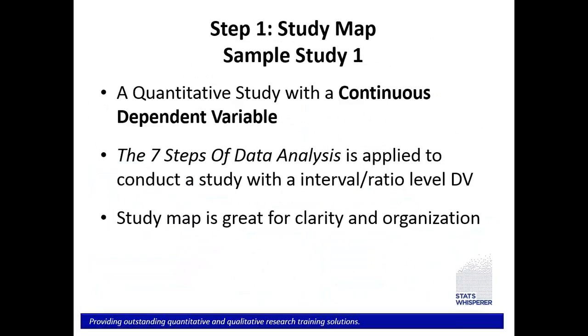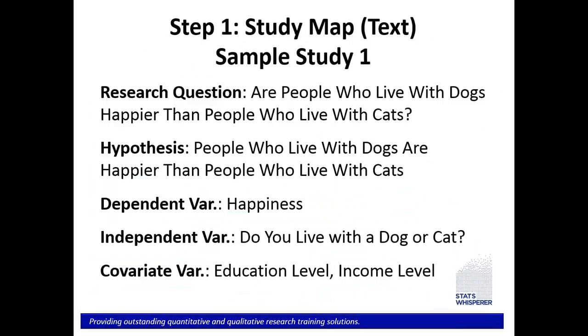So let's consider sample study 1, which is a quantitative study with a continuous dependent variable, right? So if the 7 steps of data analysis is applied to conduct a study with an interval/ratio level dependent variable, remember that's what continuous is? It's the interval or ratio level of measurement, right? So you'll see the study map is great for clarity and organization. It really lets you hone in on what you're examining, and also, importantly, it lets others see what you're examining too. As they say, a picture's worth 1,000 words, so you'll see that in our diagram.